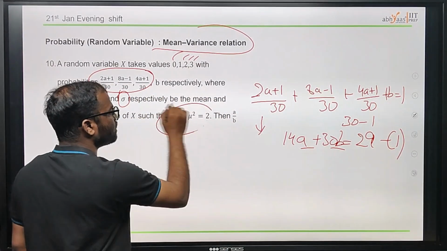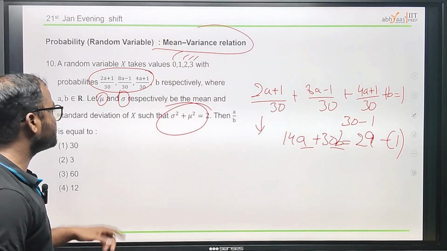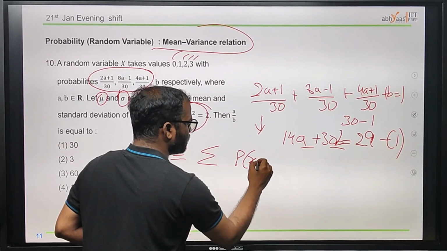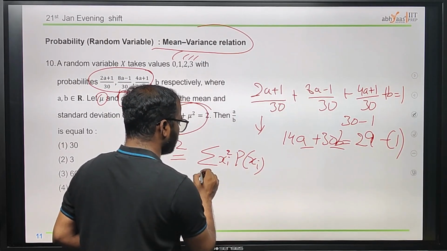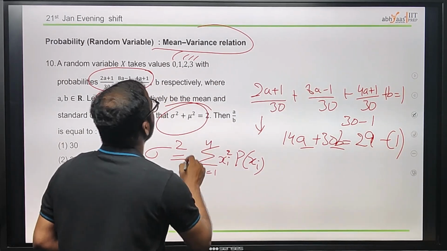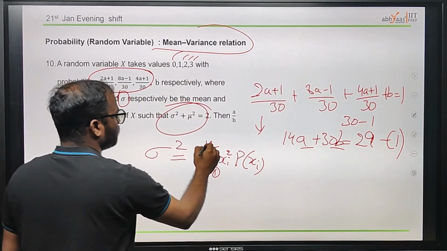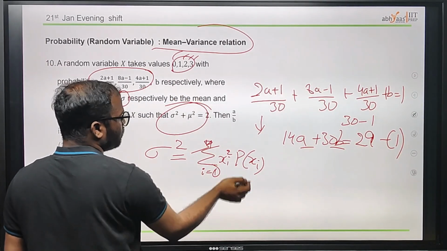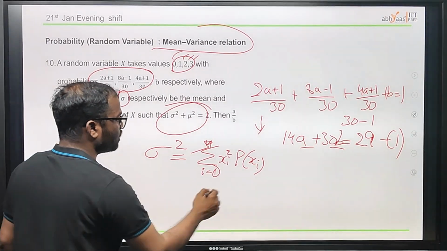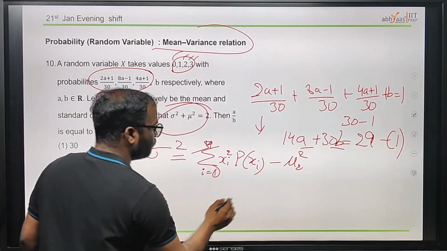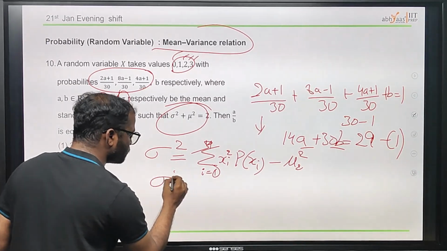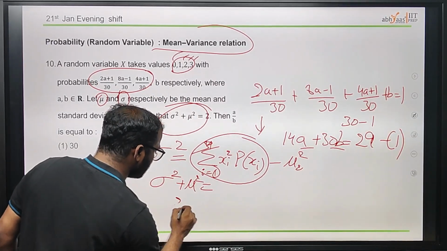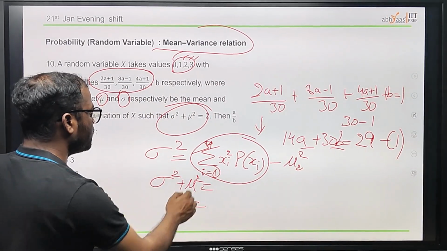Here they have given sigma square plus mu square is equal to 2. We know sigma square is equal to the summation of probability of xi into xi square, from i equal to 0 to 3, which is probability of 0, probability of 1, probability of 2, probability of 3, minus mu square. Taking that to this side, we have sigma square plus mu square equal to this, and this will be equal to 2. We need to find this.